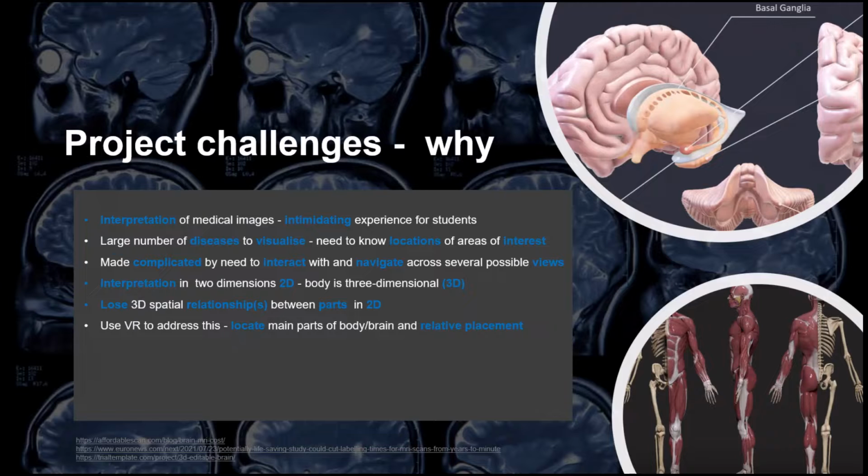The interpretation of medical images can be an intimidating experience for students. There are a large number of diseases to visualize, and the need to know the locations of areas of interest. This process is made more complicated by the need to interact with and navigate across several possible views, where what they're trying to do is interpret in 2 dimensions where the body is actually 3-dimensional. This means they can lose the 3D spatial relationships between body parts in 2D. In this project, we're trying to use virtual reality to address this and help the students locate the main parts of the body and brain and their relative placement.